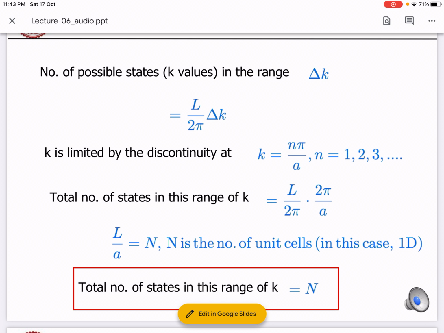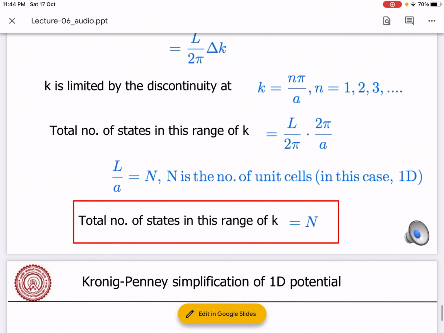So, what is L/a? Let us say n equals the number of unit cells, right. We are considering the one dimensional case here, but if n is the total number of primitive unit cells in this one dimensional solid, then the total length of this solid L will be equal to n times a, right. So, n will be equal to L/a, right. I hope this is clear. Therefore, the total number of states in this range of k will be equal to n, because we are getting L/a, right. So, the total number of states in this range is n, all right.